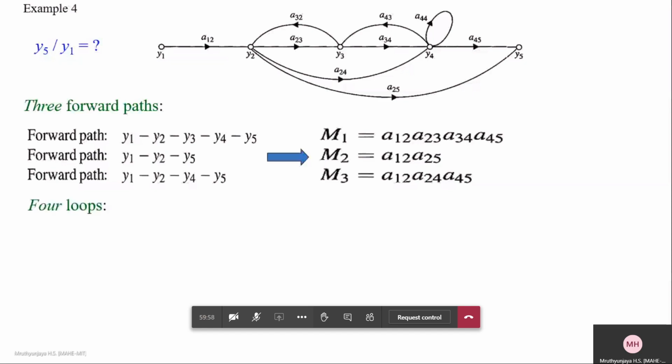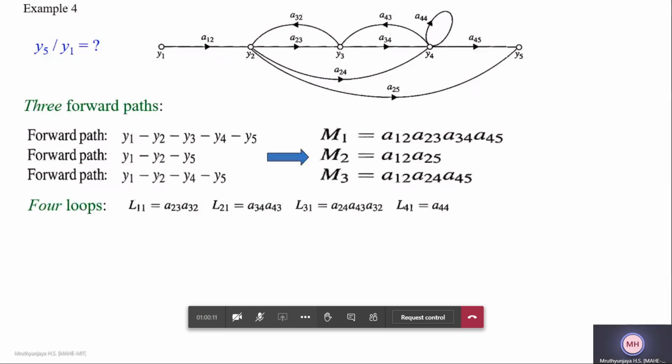The next, loops. How many loops are there? So mind you, the last one, it is a self loop. You should not eliminate it. You should consider the self loop also. Then you will have delta 1, delta 2, delta 3 here.